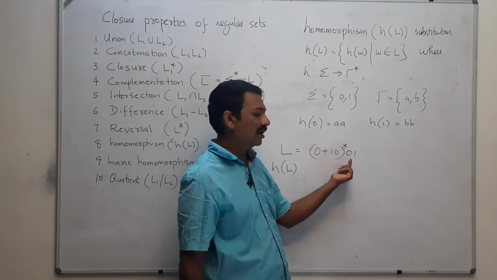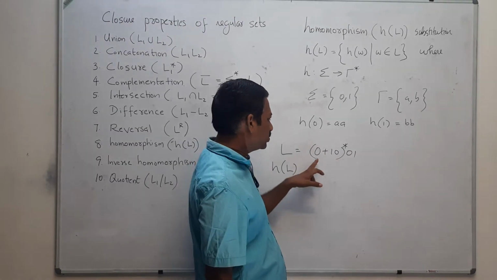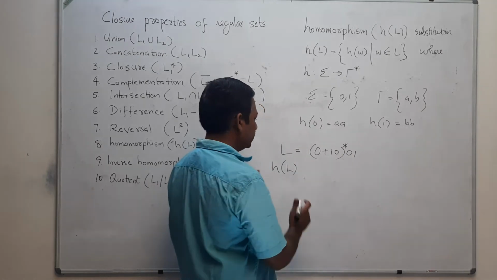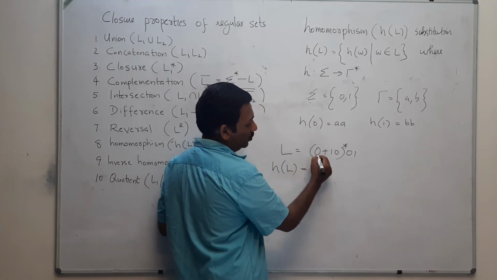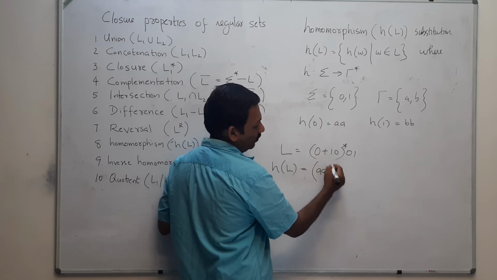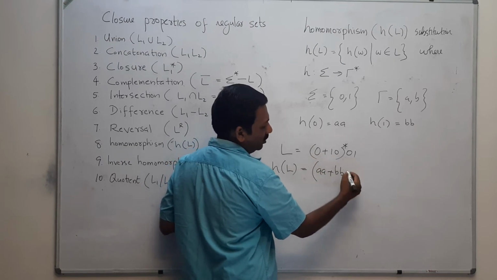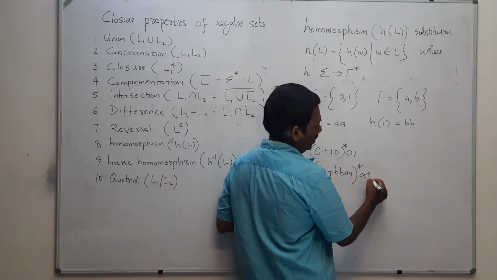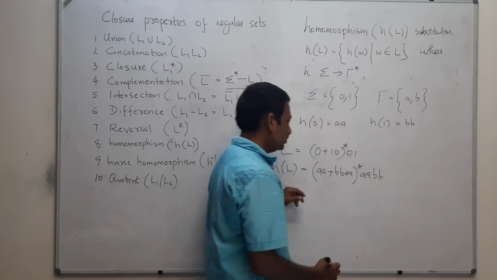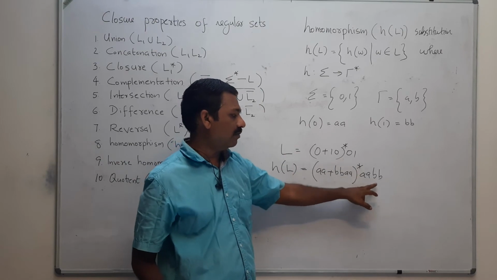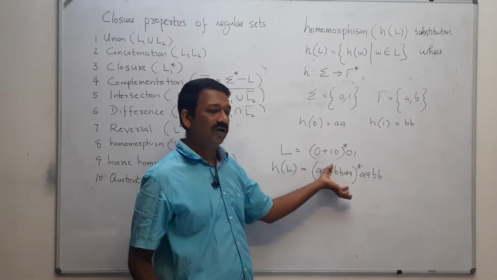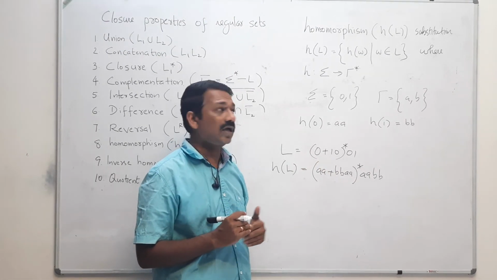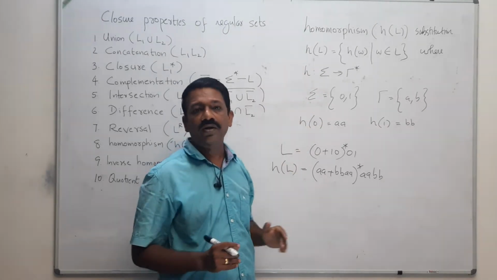That means this is a valid language, and once you substitute AA for 0 and BB for 1, again that also will be regular. That means H of L is equal to, substituting AA for 0 and BB for 1: AA or BB, AA star, AA, BB. This also is regular. Why? This is a regular expression, since you have a regular expression that can be easily accepted by a finite automaton. That means the homomorphism is also regular.